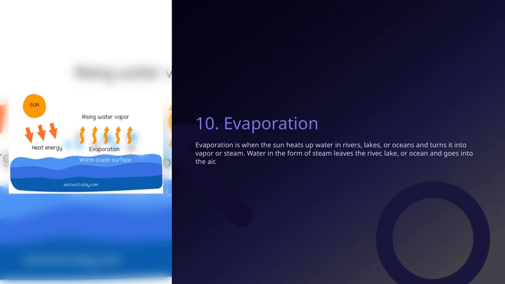This process is really important because it's a key part of the water cycle. It helps move water from the surface into the atmosphere. And, as we'll see later, this vapor can eventually cool and condense back into liquid, forming clouds. So, evaporation is fundamental in maintaining the balance of water on Earth and supporting life as we know it.